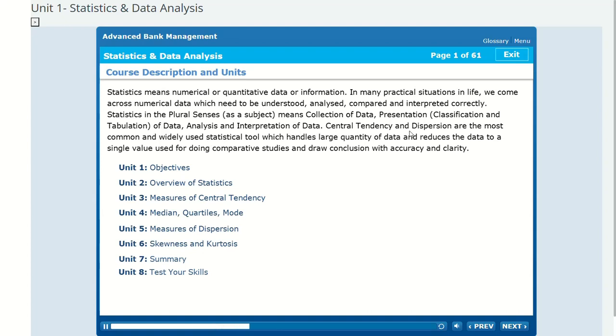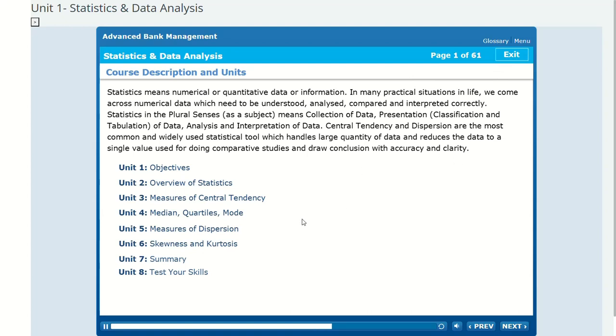Central tendency and dispersion are the most common and widely used statistical tools, which handle a large quantity of data and reduce the data to a single value used for doing comparative studies and drawing conclusions with accuracy and clarity.